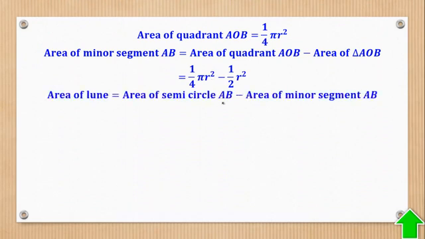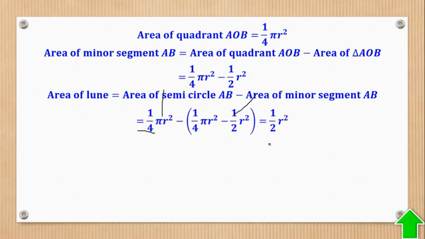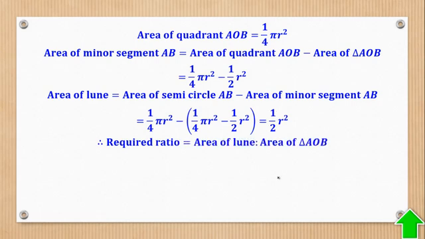Then area of the shaded part will be equal to area of semicircle minus area of minor segment. Semicircle minus segment. You realize that this and this cancel, this and this give positive, then you get positive a half r squared. Therefore, the required ratio will be area of the lune to area of triangle AOB. So on cancelling, we remain with 1, a ratio of 1.